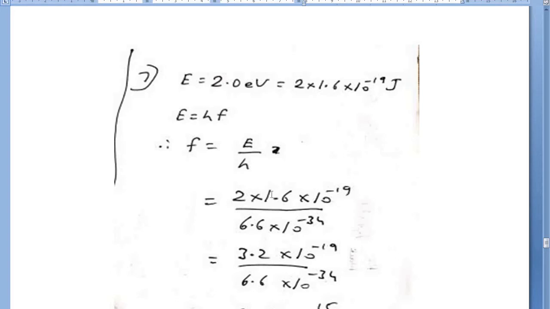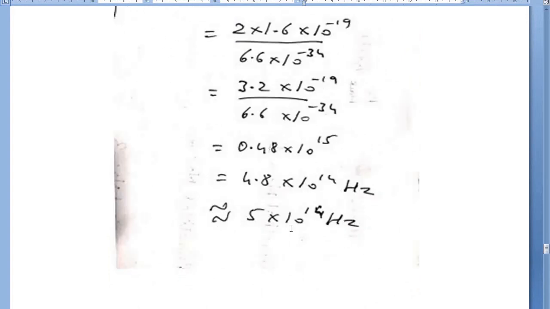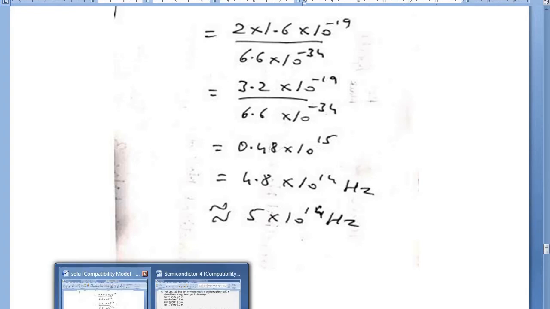That is 2 into 1.6 into 10 raised to minus 19, and h is 6.6 into 10 raised to minus 34. After calculating, what we get is 5 into 10 raised to 14 hertz. Please do the calculation by yourself also.